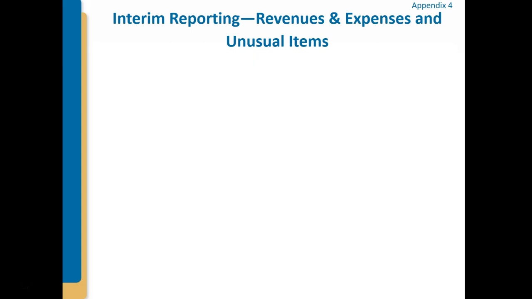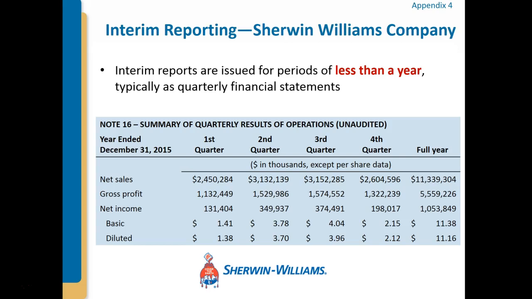Let's look at interim reporting for Sherwin-Williams. Financial statements covering periods of less than a year are called interim reports. Companies that are registered with the SEC must submit quarterly reports. Though there's no requirement to do so, most send these quarterly reports to shareholders and use abbreviated or unaudited interim reports as supplemental information within their annual reports. Here we see information for Sherwin-Williams, a company that sells paint and manufactures it. Amounts for each of the 4 quarters sum to the reported amounts for the full year.